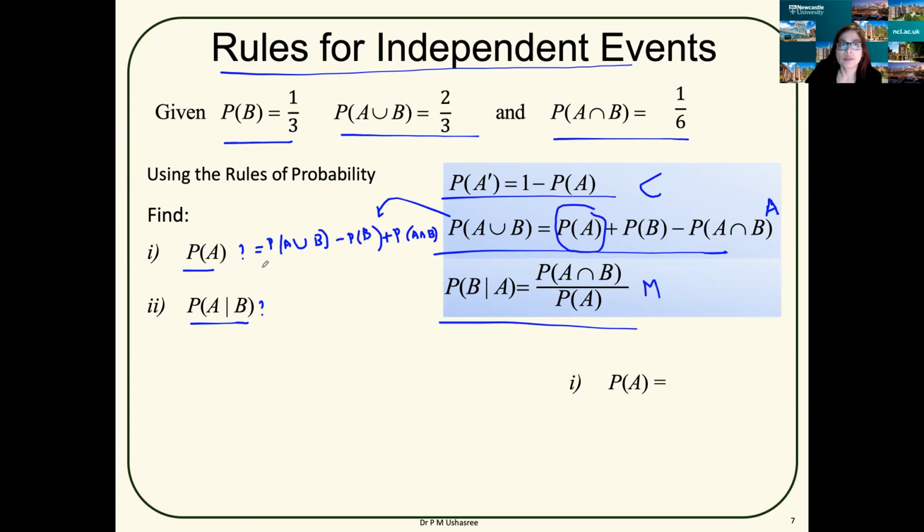Okay, and then what do I do? I just substitute everything. P of A union B is 2 by 3, minus P of B is 1 by 3, plus P of A intersection B is 1 by 6. So this is nothing but 1 by 3 plus 1 by 6, or I have 2 by 6, so 3 by 6. So it's nothing but 1 by 2.